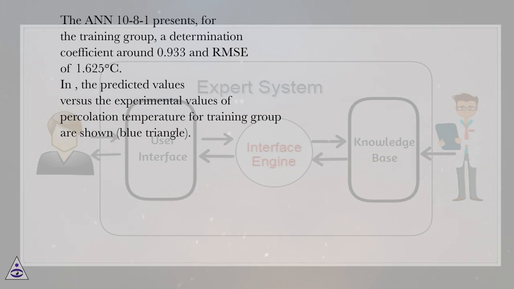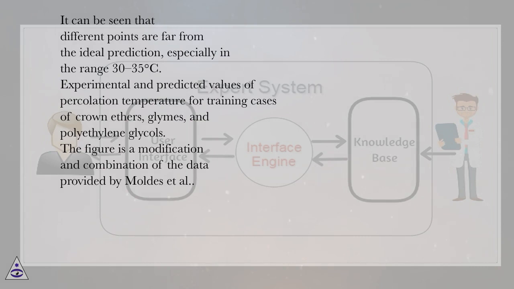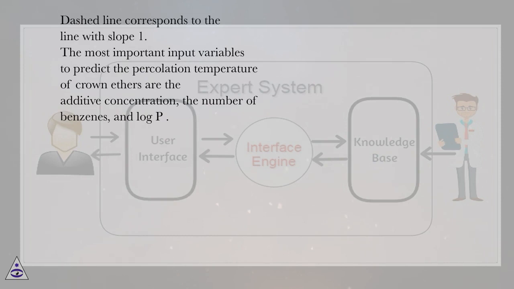In the figure, the predicted values versus the experimental values of percolation temperature for the training group are shown, blue triangles. It can be seen that different points are far from the ideal prediction, especially in the range 30 to 35 degrees Celsius. Experimental and predicted values of percolation temperature for training cases of crown ethers, glimes, and polyethylene glycols. The figure is a modification and combination of the data provided by Moles et al. Dashed line corresponds to the line with slope 1.